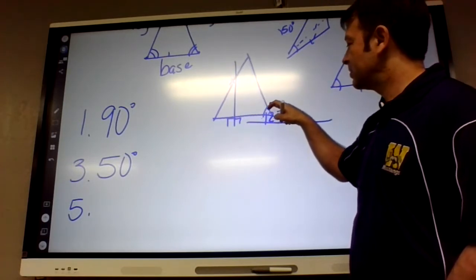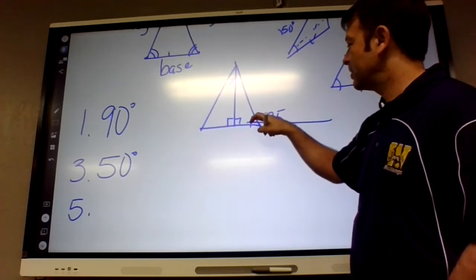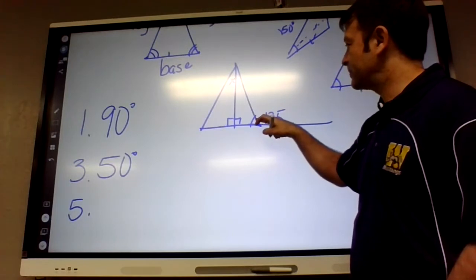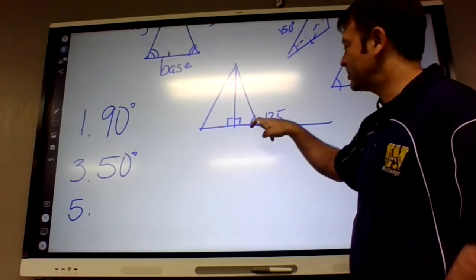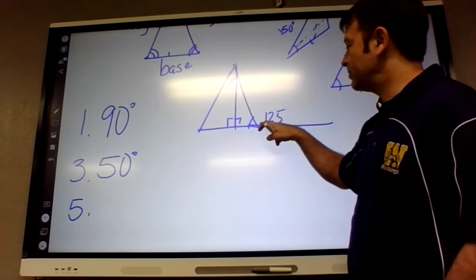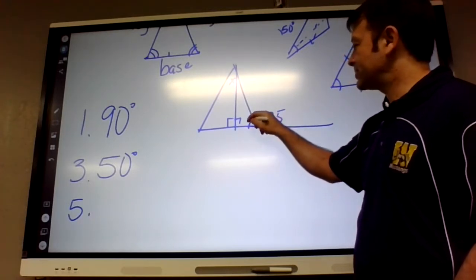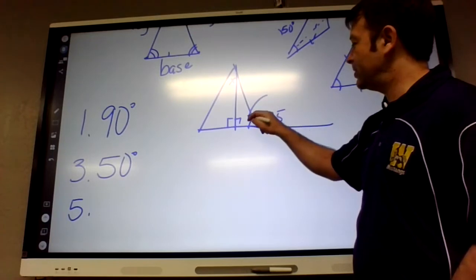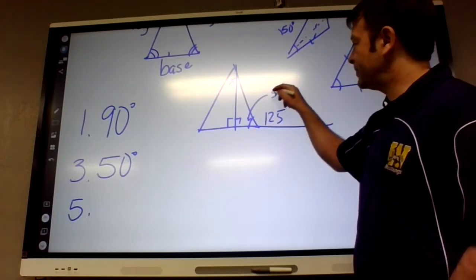CD is, no? No, I was trying to move stuff. 45? Can't grab it. Oh well. 55? Yes. This angle right here would have to be 55.